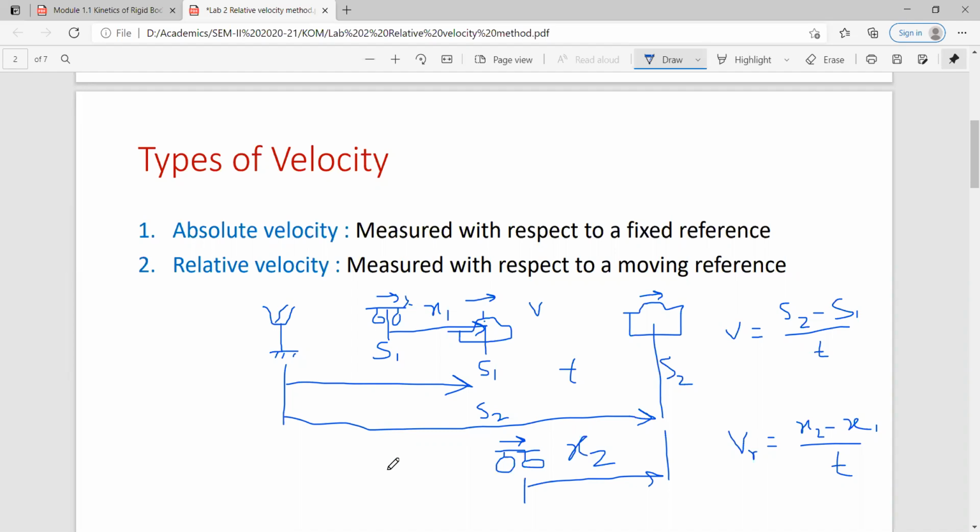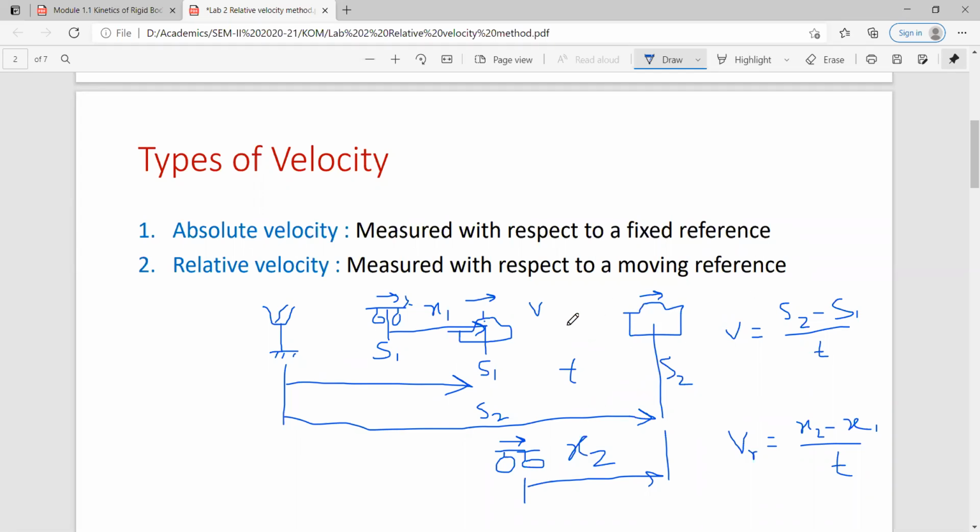Are you getting the concept of absolute velocity and relative velocity? Yes, sir. Okay, so suppose in a problem you are asked to find the distance of the car from the tree after some time, then the velocity which you have to consider is the absolute velocity.